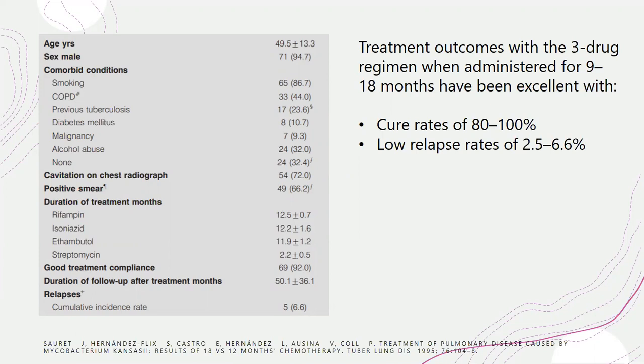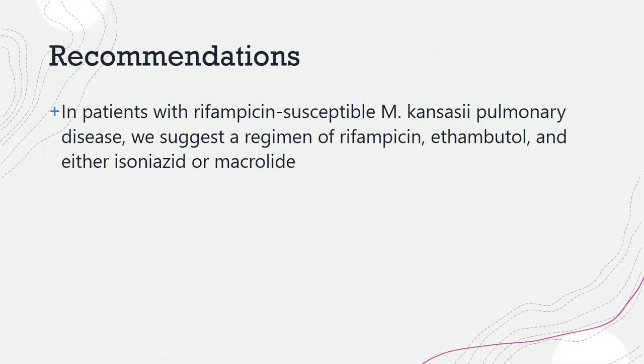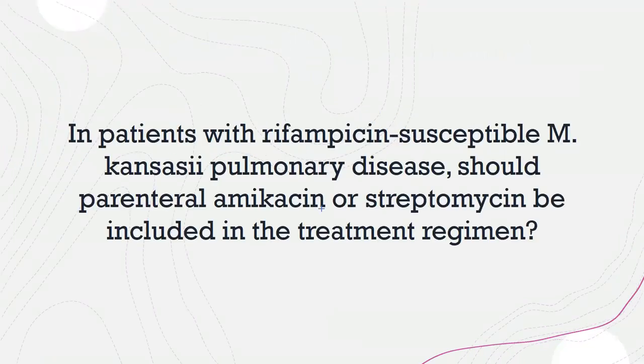cure rates. They're 80 to 100%. So they're much better than the cure rates that you see with pulmonary MAC. Very low relapse rates, 2.5 to 6.6%. When they looked at the retrospective cohort studies evaluating treatment regimens containing clarithromycin instead of isoniazid, you had the same thing. You had similar cure rates, 80 to 100%, very good outcomes in these patients, especially in the patients who completed the entire treatment regimen. Cure was at 100%. For this reason, you can use a regimen that contains either isoniazid or a macrolide for Mycobacterium kansasii because of the excellent outcomes.